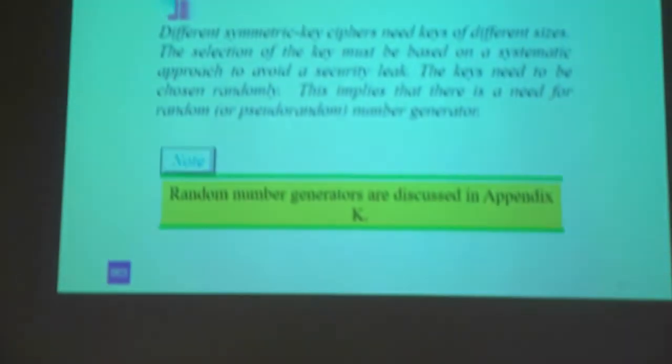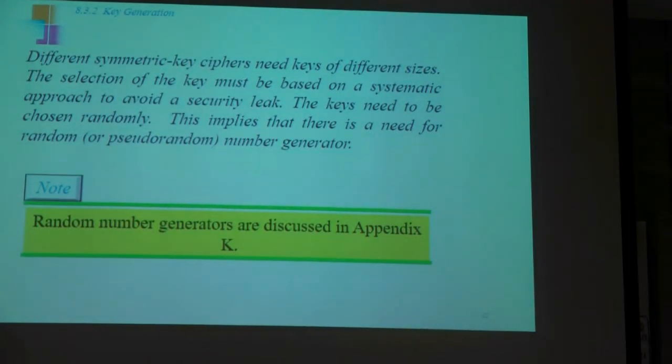Then the key generation, which needs keys of different sizes. The selection of the key must be based on a systematic approach to avoid a security leak. The keys need to be chosen randomly. Usually these keys, 128 bit and 256, you think that you and I are going to sit and pick? It's not a password. It will be generated by a system. So to increase security, these keys must be what? Very random. Tremendously random.